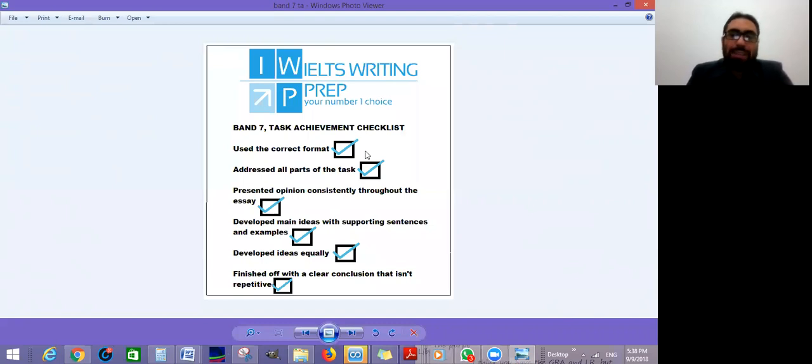Addresses all parts of the task. Addressing all parts of the task means that every part in the question that you've been asked to address, you have. Sometimes the question asks you for more than one cause, more than one solution. You might say, what are the causes and what are the solutions? Do the advantages outweigh the disadvantages? So sometimes you have a number of points that need to be addressed and not just one specific point.